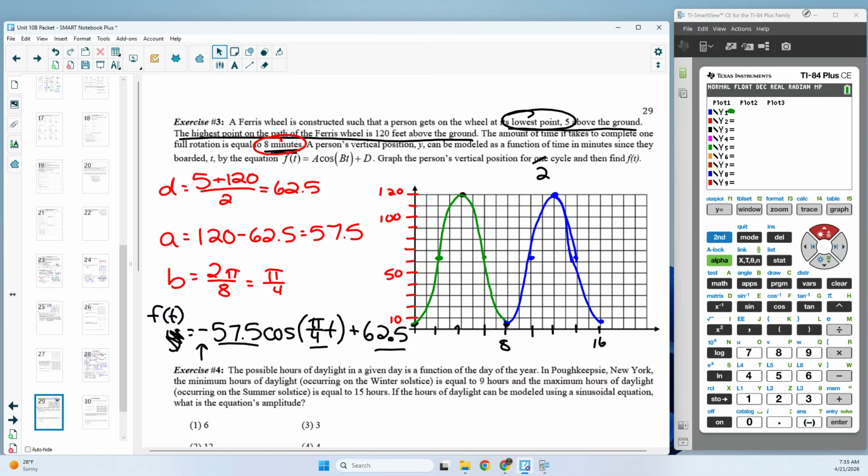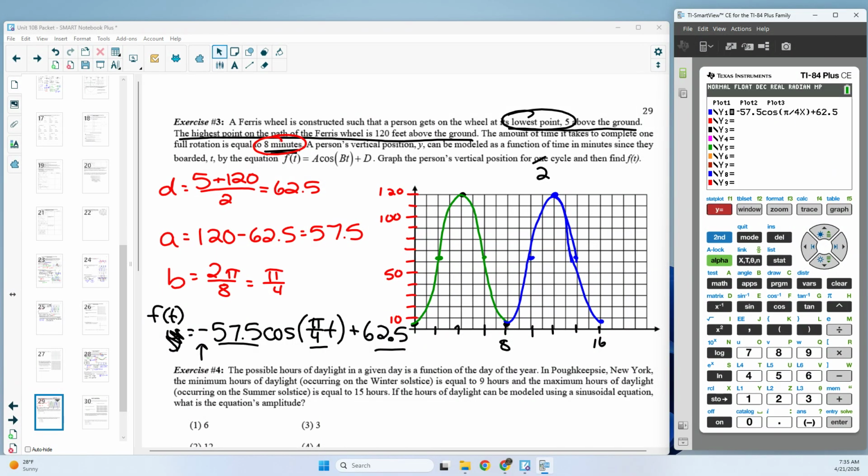So I'm going to look at a graph of this. So I have negative 57.5 cosine of pi over 4x plus 62.5. Window here, I've got 0. I'm going to look at both cycles, so 0 to 16. My hash marks are by 2s, and I need 0 to 120, and I'll leave it at 10, that's fine. So there's my 2 cycles.